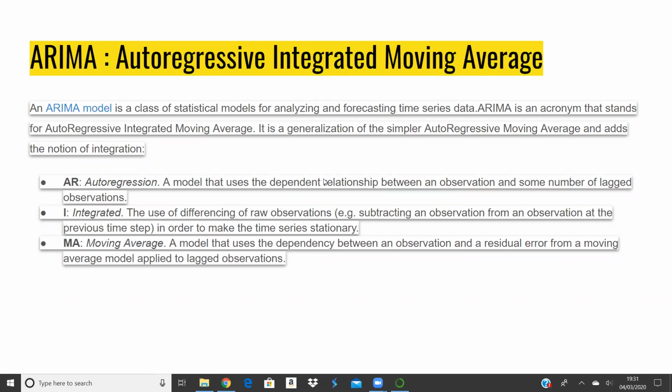So this is the autoregressive. Integrated means that instead of using the changing actual time series data, we are capturing the difference between different time intervals of a time series and using that as our data. So that's why it's integrated. And moving average is that the average is changing over a period of time.